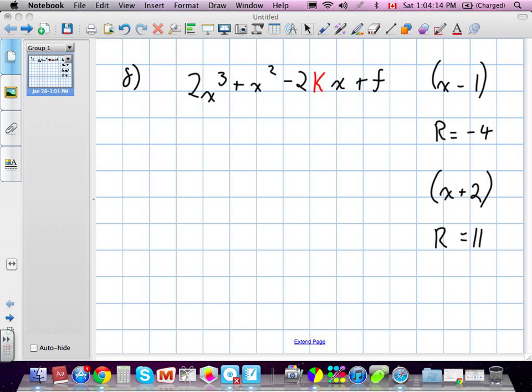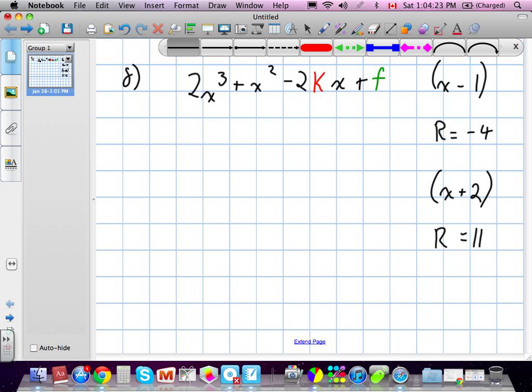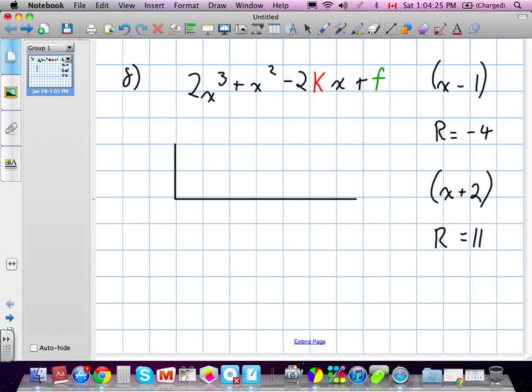Okay, so in this one, we're going to miscolor this. We're looking for k and f in this equation, right? So what we're going to do is set up synthetic division. We have our lines here. We bring down the coefficients of all the numbers. So we start with cubes.